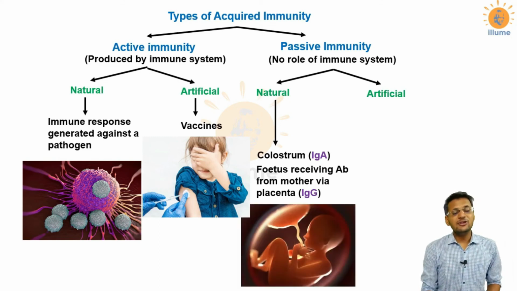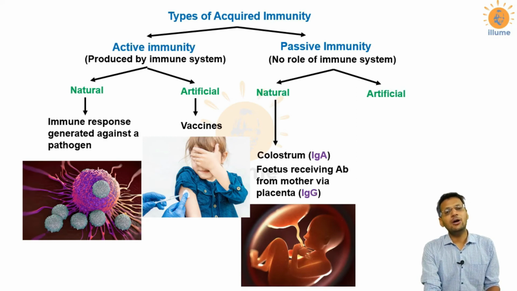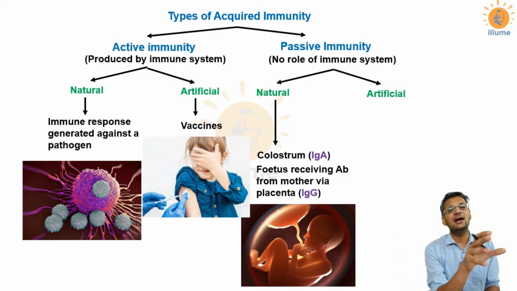Now if I talk about artificial immunity, I'll take a case. Let's say there is a patient of tetanus that has been admitted to hospital. Now to treat that patient, what we do in the medical field is administer preformed antibodies against the antigen of tetanus. So what are we doing? We are administering already formed antibodies. That's why it would be passive immunity.